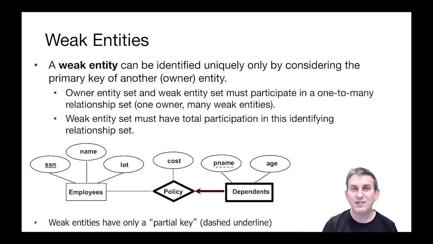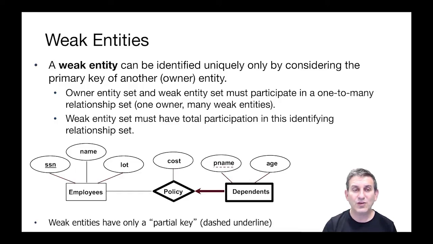And what these are, are people who are covered by the insurance policy of employees, like their children or their spouses. Okay? These dependents are not employees, and they wouldn't otherwise be in the system. So they won't have social security number information, for example, in the system. So how do we keep track of these dependents? Well, only by relating them to employees.